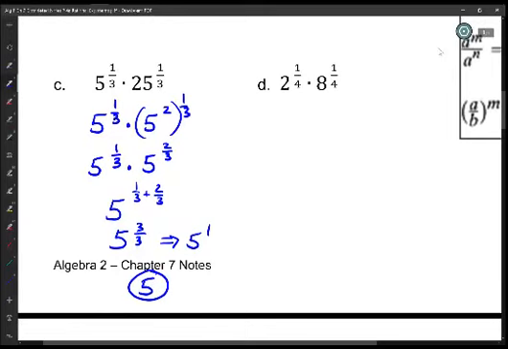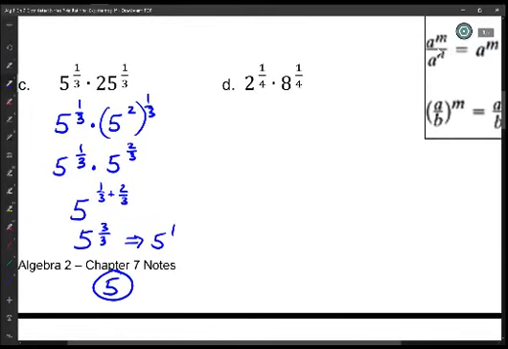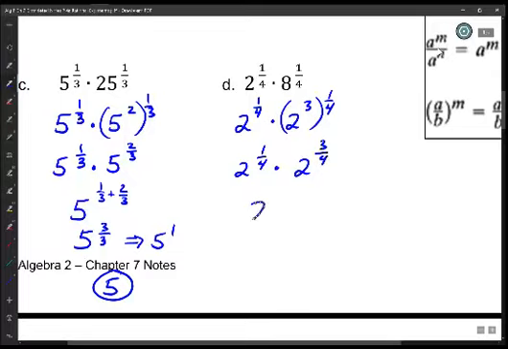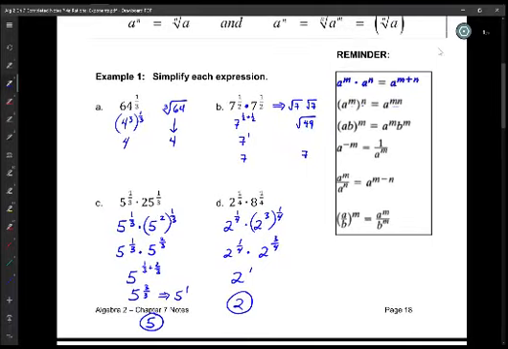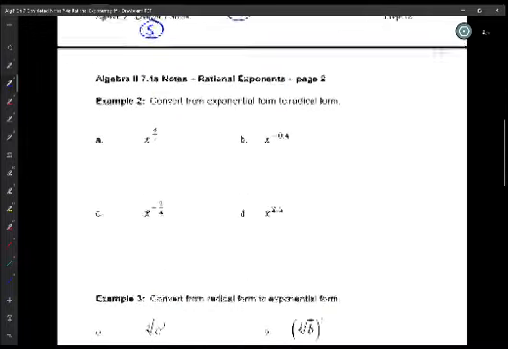Okay? All right, let's look at D. Let's use these same ideas. Let's write both of them as 2 to a power. So here we have 2 to the 1/4, and 8 is 2 cubed raised to the 1/4. So that's 2 to the 1/4 times 2 to the 3/4. 1/4 plus 3/4 is 1, so my answer is just 2. So that's just a couple quick examples of how to deal with fractions as exponents and simplify them using exponents but not using radicals.